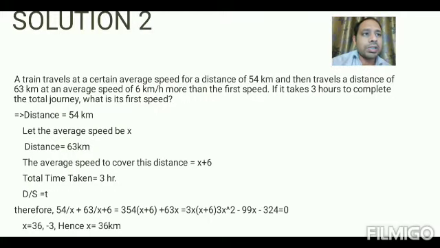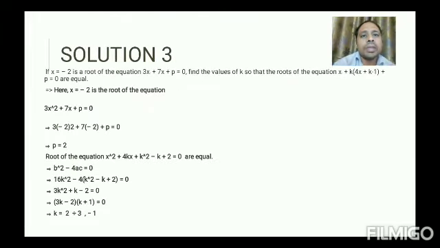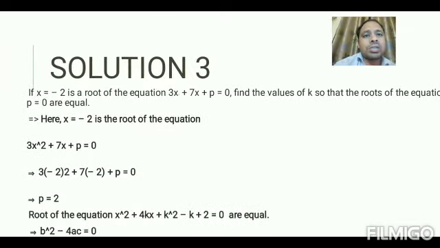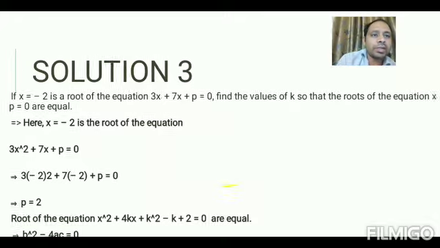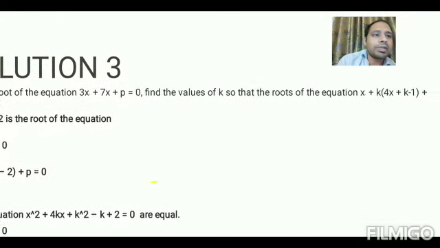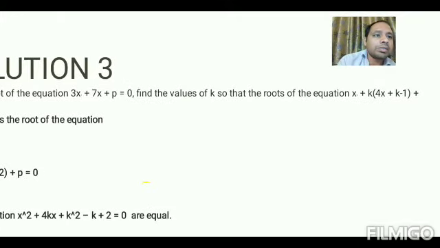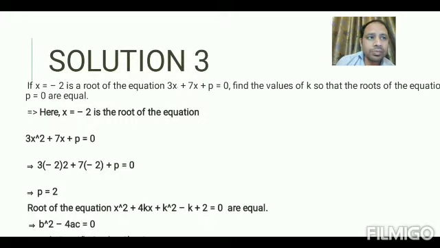Now moving to the next question. In this one, it is given that if x equals minus 2 is the root of the equation 3x square plus 7x plus p equals 0, find the value of k so that the roots of the equation x square plus k into 4x plus k minus 1 plus p equals 0 are equal. So here it is given that x equals minus 2 is the root of the equation 3x square plus 7x plus p.